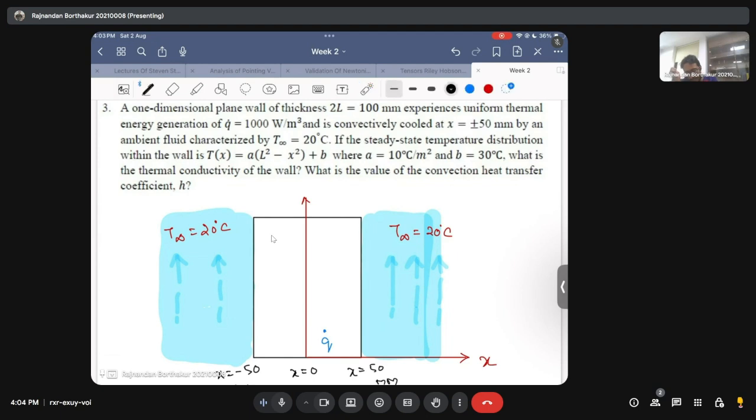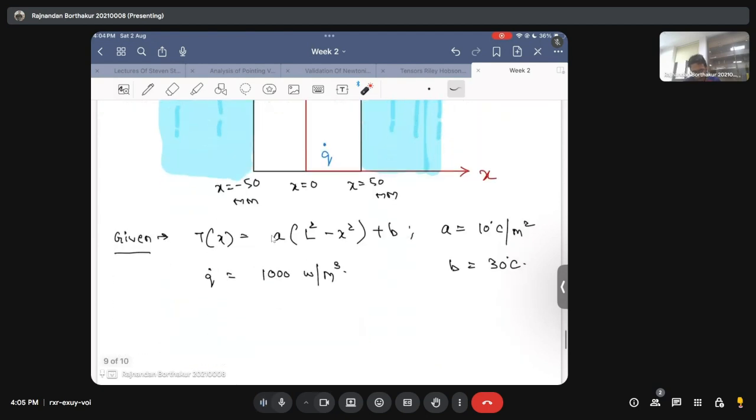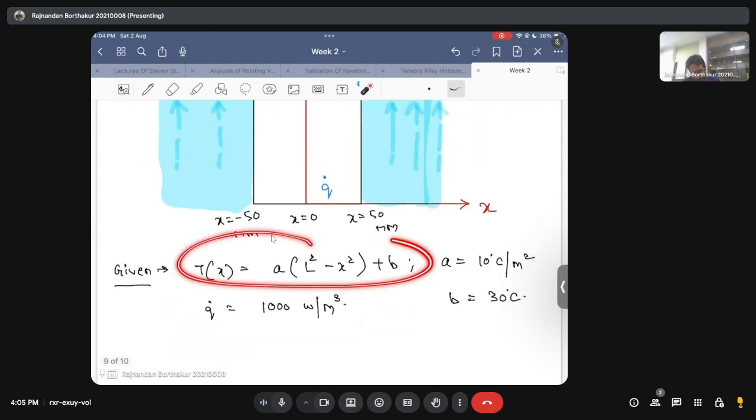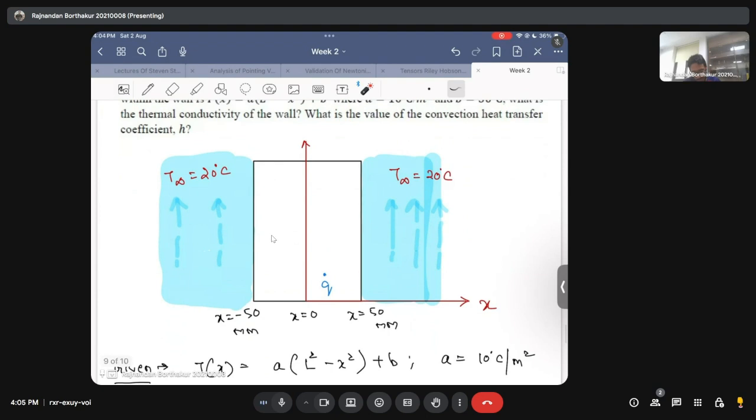To this end, they have given us the temperature profile inside this slab, and they have said that the temperature profile is something like this: T of x equals A times (L squared minus x squared) plus B. And the coordinate system, you can see it on your screen, is fixed at x equals 0, which means that the faces of the wall are at x equal to 50 and at x equal to minus 50. And the surrounding fluid, of course, is at temperature 20 degrees Celsius.